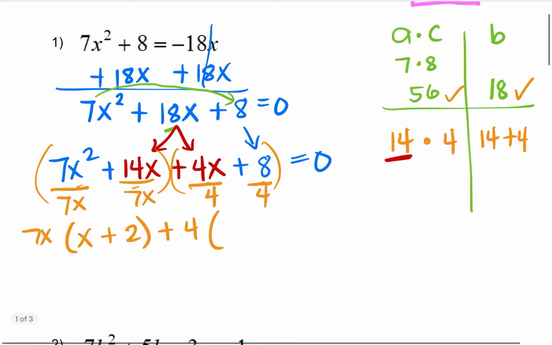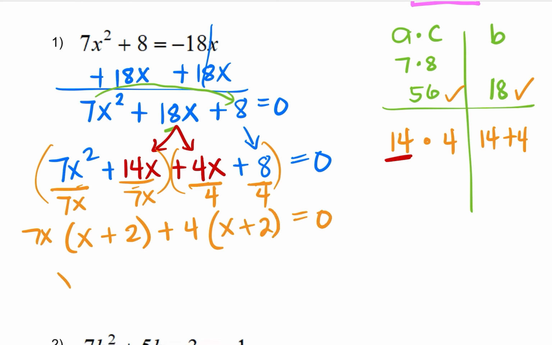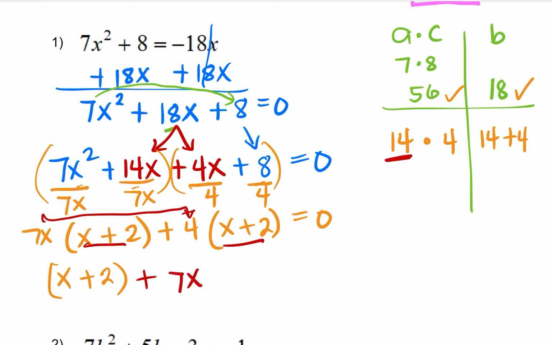And so that will give us x plus 2 equals 0. Our new common factor is x plus 2. These two are meant to be the same. And then we are going to combine our previous factors, which is 7x plus 4. We group this together. Hold on, this positive is not supposed to be there. We are going to write 7x plus 4 equals 0.